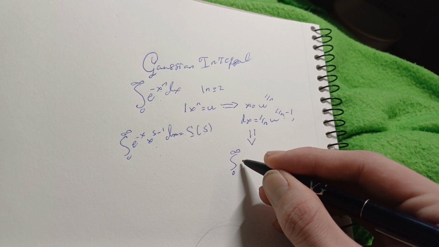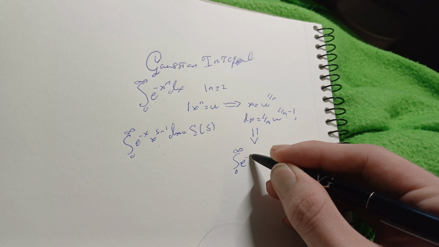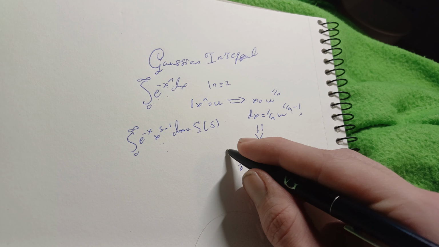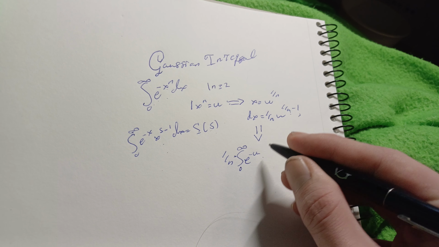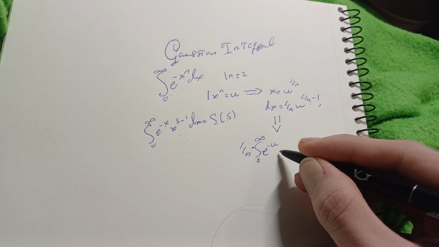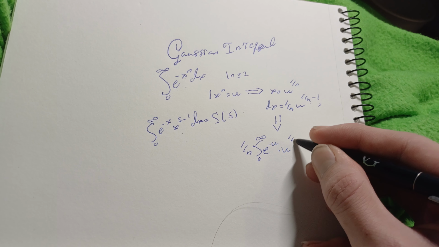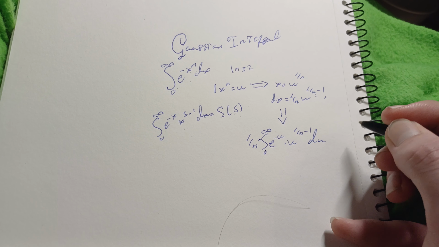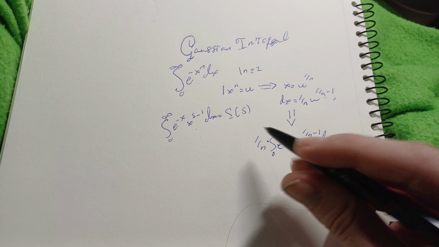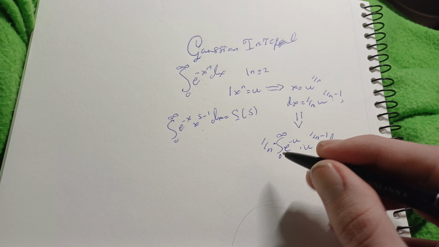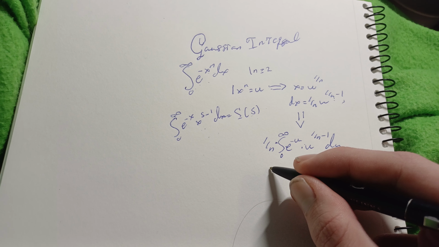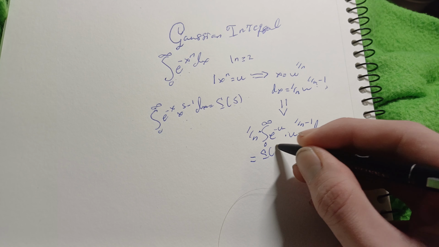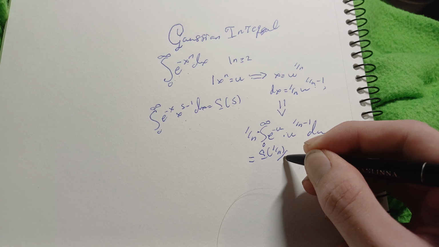from 0 to infinity of e to the minus u, 1 over n times the integral times u to the 1 over n minus 1 du. And this looks quite familiar. We can use the identity of the gamma function to get that the result is the gamma function of 1 over n divided by n.